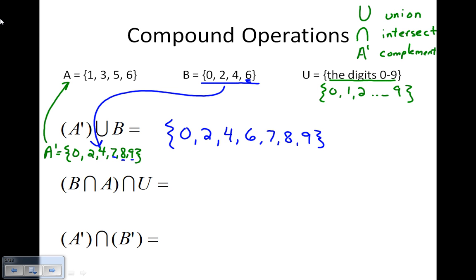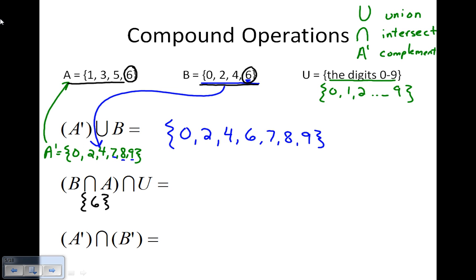If we look at the next one, we have B intersect A and then intersect U. Remember, intersect means the places they overlap. So we care about where those sets overlap. Well, if we look at B and A, we want to know where these two overlap. We have 0 and 1, those don't. 2 and 3, no. 4 and 5, no. So the only number where they overlap is the 6. So B intersect A is simply 6.